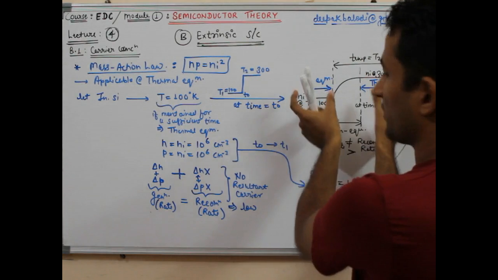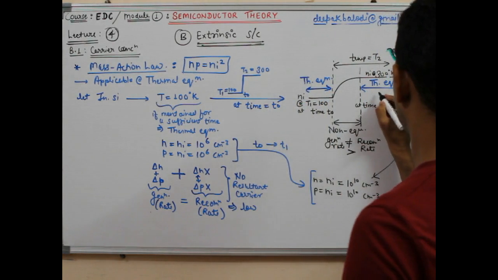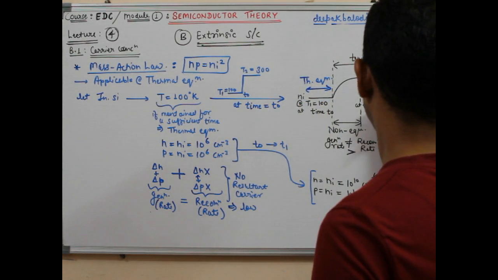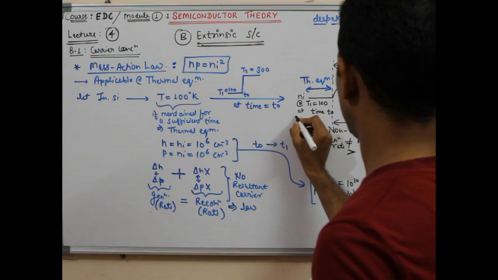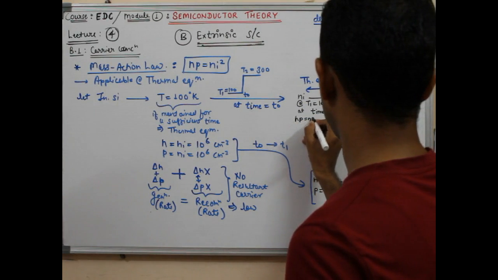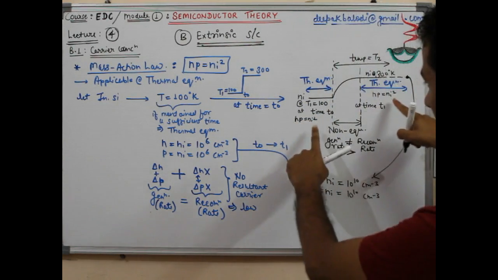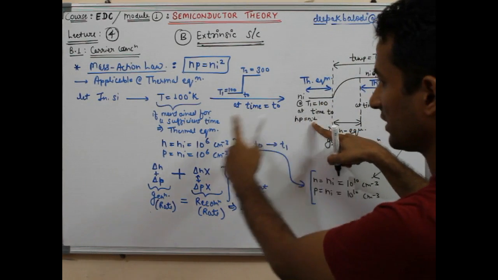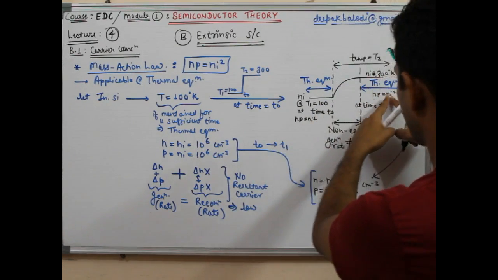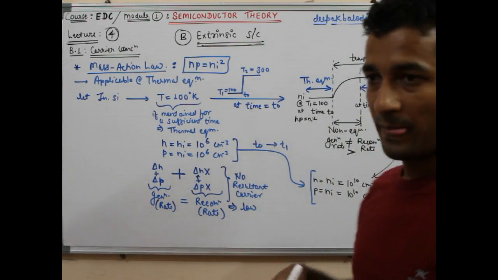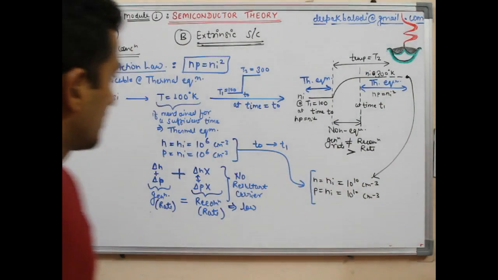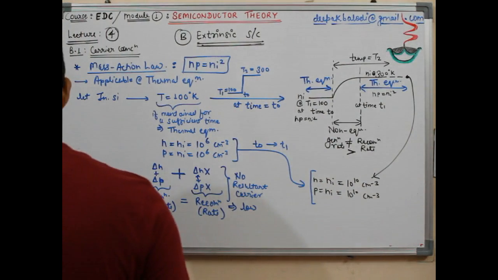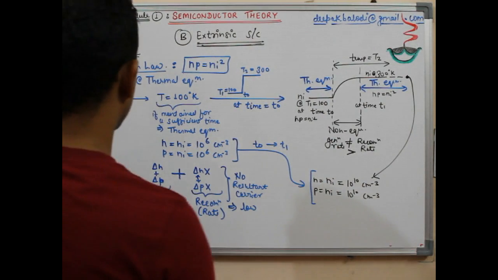But at these two moments, we can use this. N into P is Ni square is applicable here, and N into P is Ni square is applicable here. But Ni is different at both the temperatures. Here, at temperature 100 degree Kelvin, the Ni is this. At this, Ni is different. So with this, we have an idea of the mass action law and thermal equilibrium.